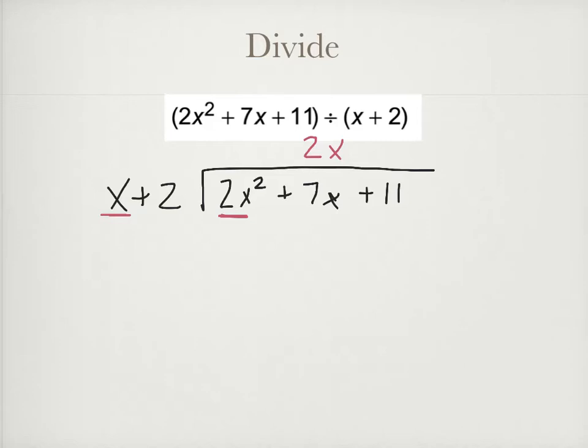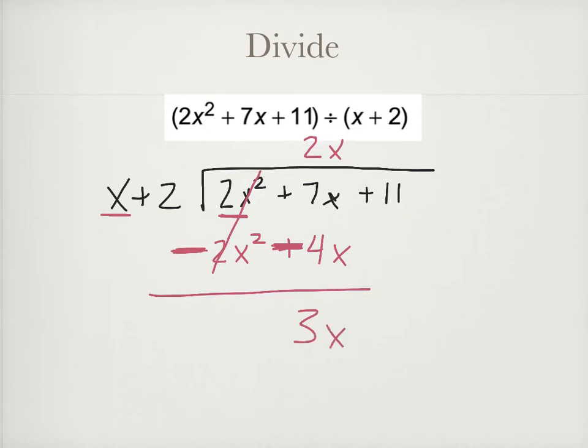And now we multiply this 2x by what we're dividing. So 2x times x gives us 2x squared, and then 2x times 2 gives us 4x. And now we change the signs here, so these will cancel out. And then we combine the 7x and the negative 4x. So it's 3x. So now we need to see what times x gives us 3x. 3. So we're going to have plus 3 on the top.